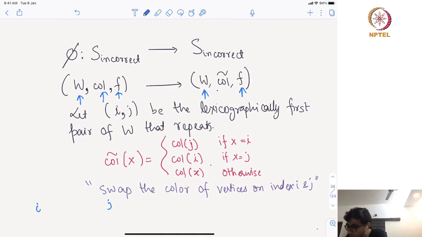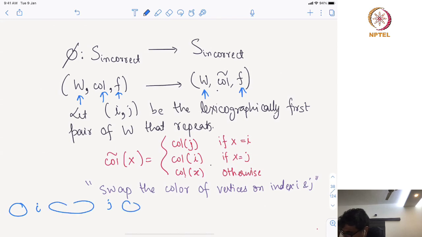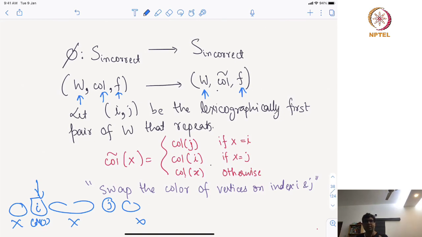I say, look, for all these indexes here and here, keep the same colors. But suppose I come at index x equal to i, then I assign this one a new color, which is the color of j. And if x equals j, I assign the color of i. So basically I swap the color of vertices on index i and j. That's all. So what did the coloring function do? It looked at this pair and just swapped the colors of these vertices.